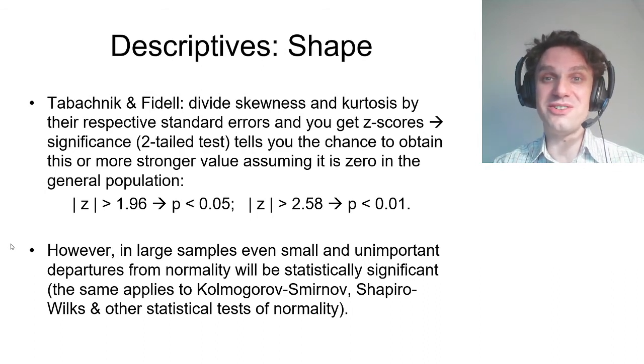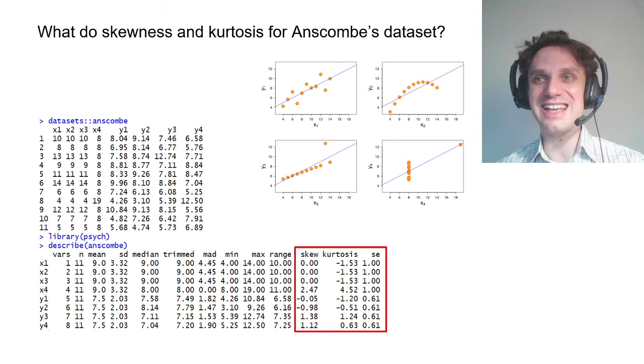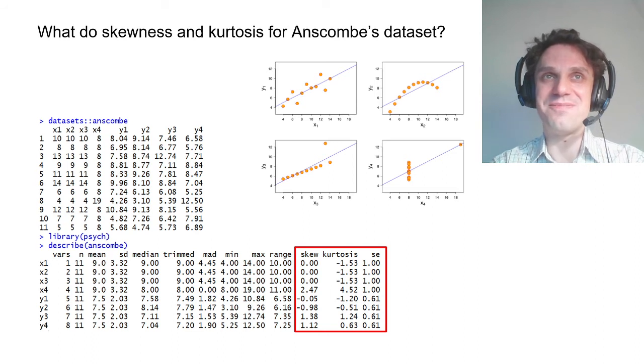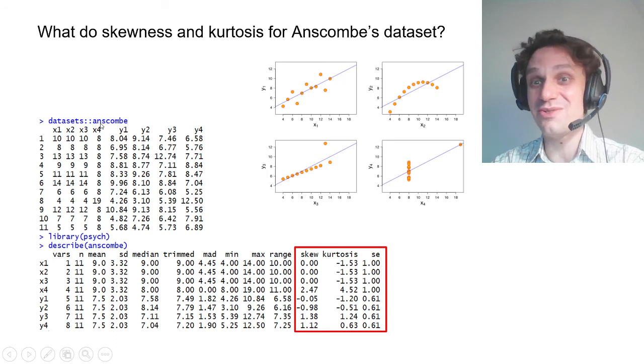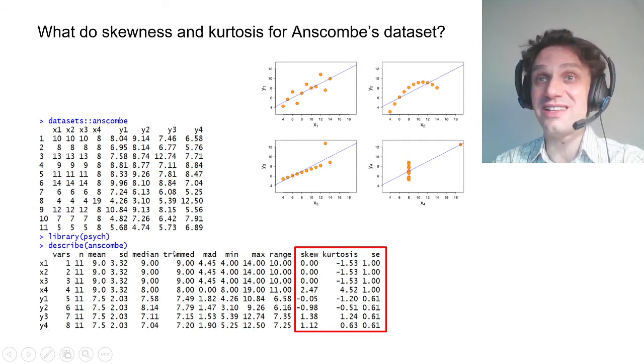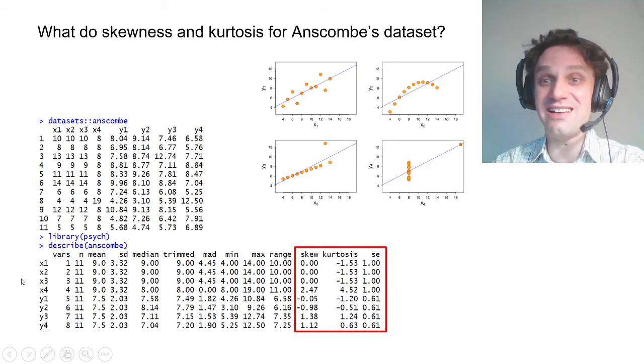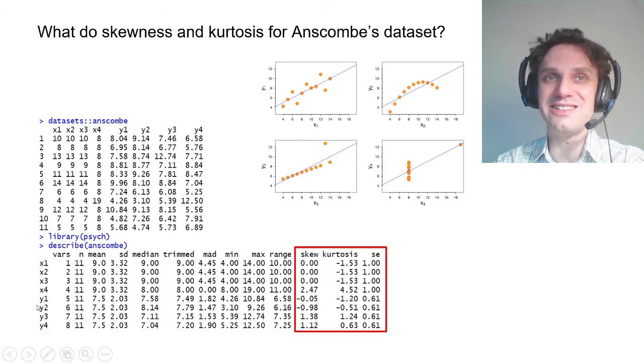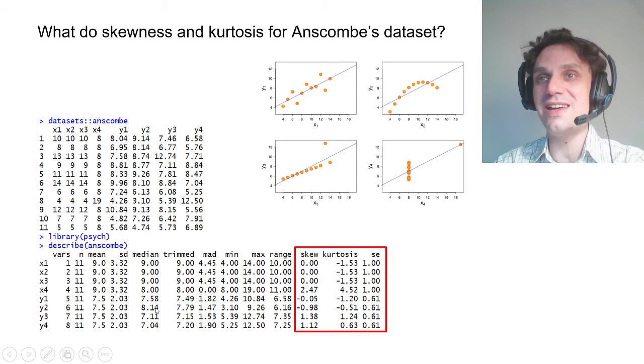So what do skewness and kurtosis tell us about this Anscombe quartet? And here there are 3 commands that you can use in R. datasets::anscombe loads this Anscombe quartet, which is one of the basic datasets in R. Then we load library psych, and we use its function describe to get descriptive statistics in an extremely convenient format. And here, for each of these 4 samples, you see descriptive statistics for x and for y variables. And you see that skewness and kurtosis values are fairly pronounced.